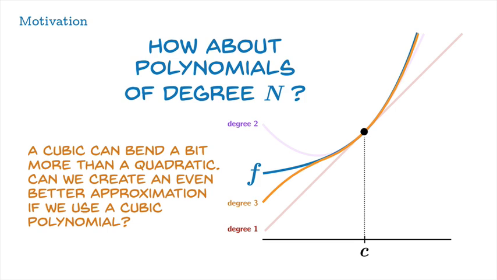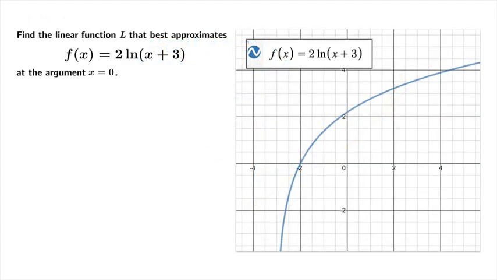So that's the motivation. And what we're going to do is, instead of developing a theory and then looking at examples, we're going to look at examples and then summarize the theory. So let's just plunge right in. There's the function 2 ln(x+3). Let's find the linear function L that best approximates this function at the argument x = 0. This is really no different than the kind of problem you first saw when you started studying differential calculus. We could just rephrase this as: find the tangent line at x = 0.